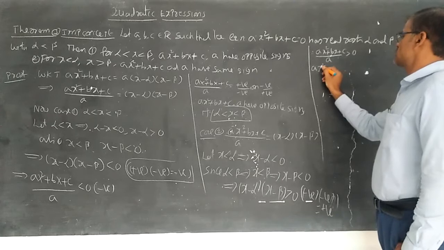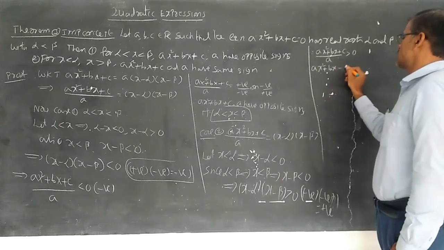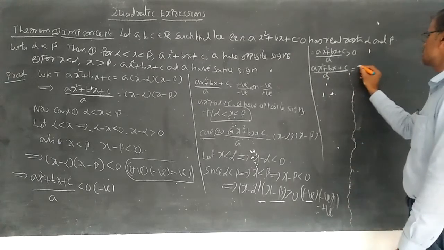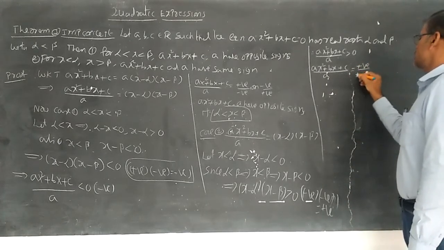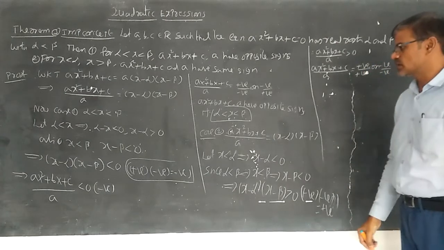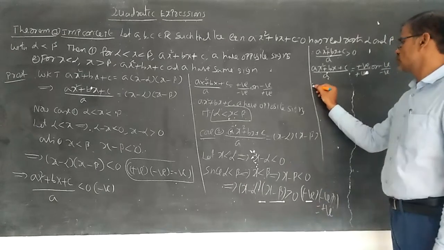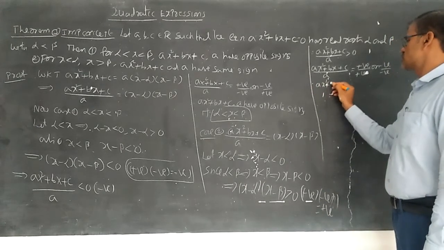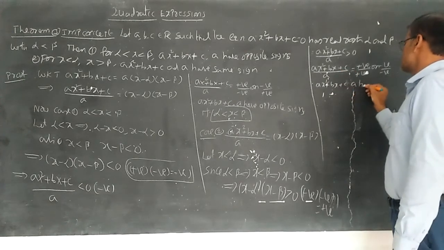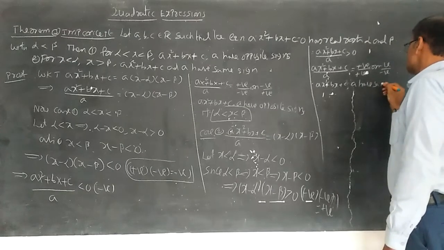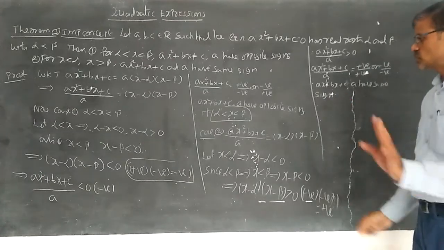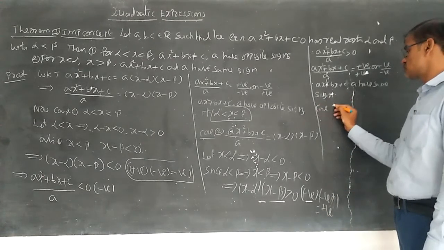Whenever (ax square plus bx plus c) by a is greater than 0, we can understand this as positive by positive or negative by negative. Therefore ax square plus bx plus c, comma a, have the same sign. That one keep aside. Another case is also there.